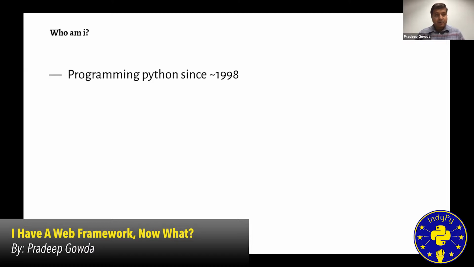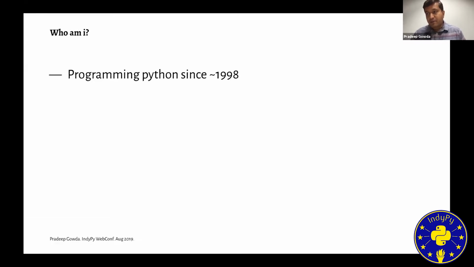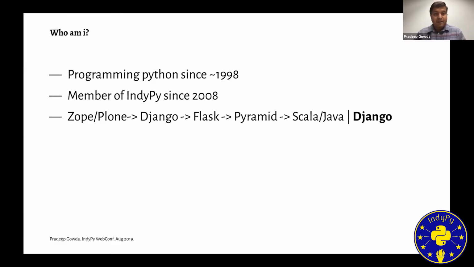Just a little background about myself. I've been programming in Python since about 1998, professionally since about 2002 or so. Most of the time, Python has been my favored programming language, though I do programming in other languages. Member of IndyPy since 2008. This has been my web background in Python. Started with Zope and Plone, and then discovered Django around 2006 or 7-ish. Then I went through various combinations of frameworks. Currently, I mostly do development primarily in Scala and Java and in Django.